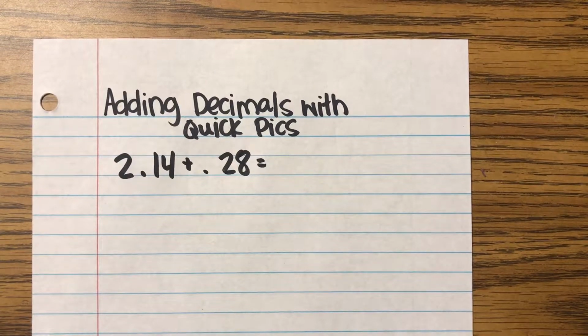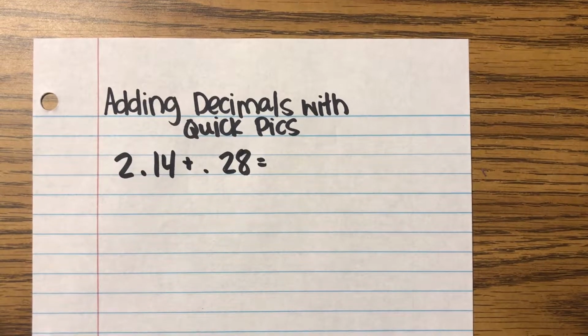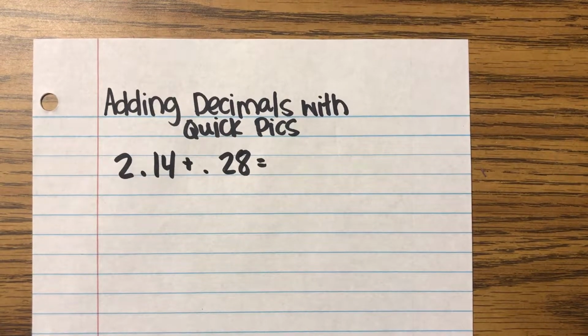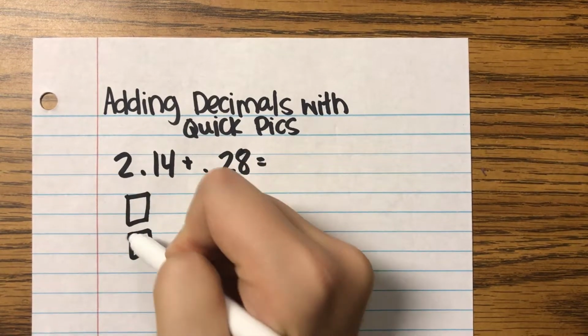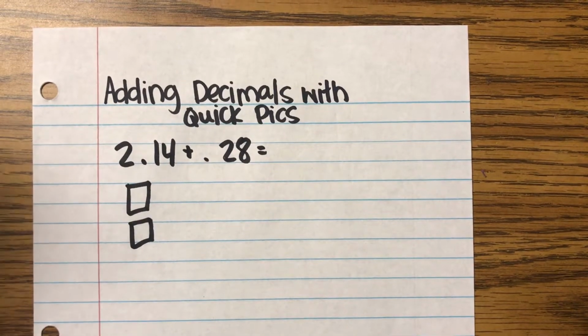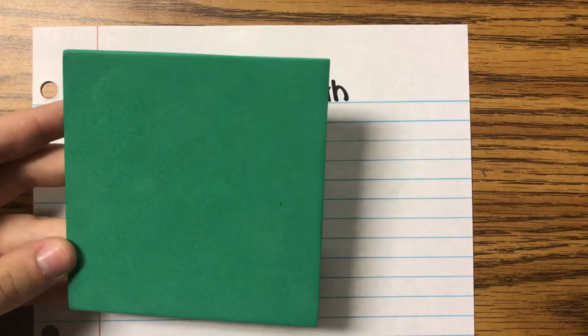2 and 14/100ths plus 2/10 and 8/100ths. And I need to draw my quick pick. So how many holes do I have to draw first? 2, because 2 and 14/100ths has 2 holes. And I draw my holes like a square because that represents my hole, right?